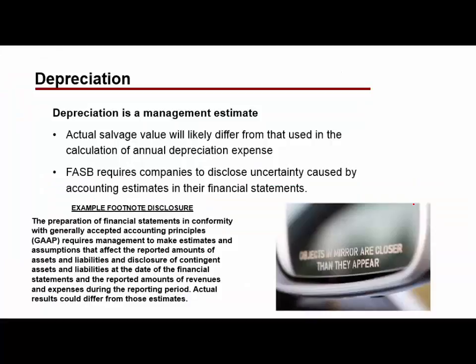Now, depreciation is an estimate. Just like this thing in this rear view mirror, objects in mirror are closer than they appear. So that mirror is an estimate too, isn't it? So you don't sit there and say, well, wait a minute, that can't be. How can that mirror say that? It's got to be exact. No, it's an estimate, isn't it? And that mirror is warning you of such.